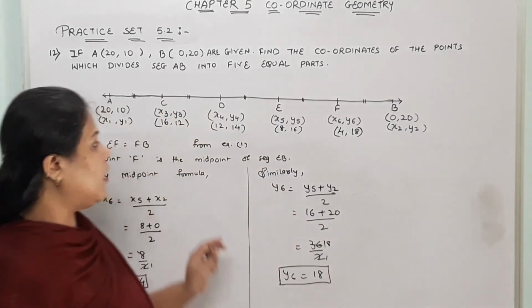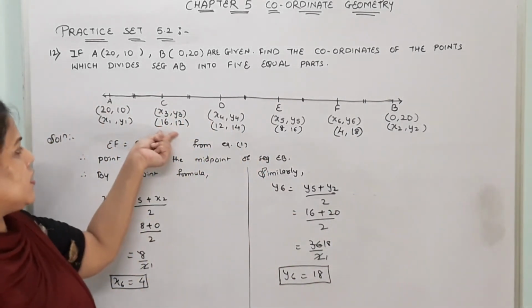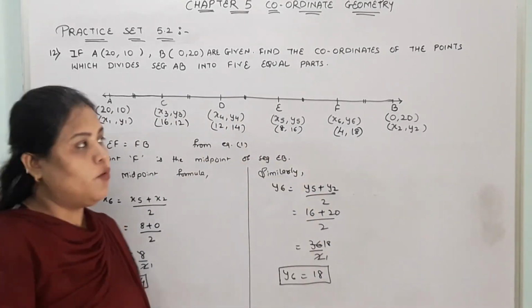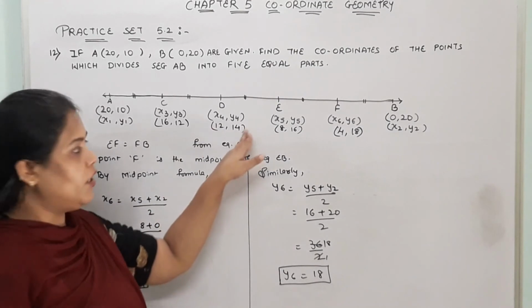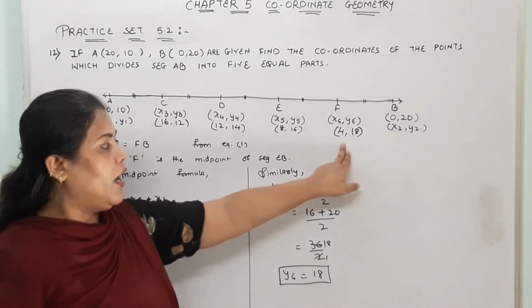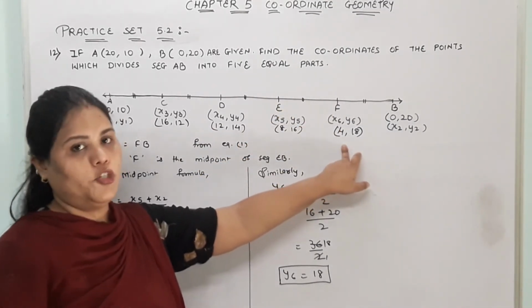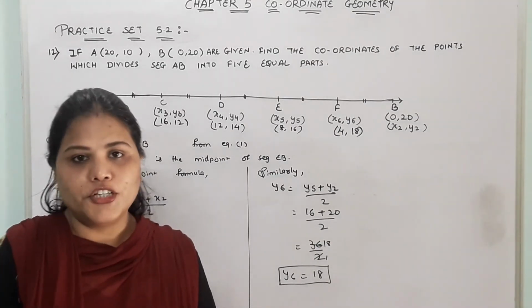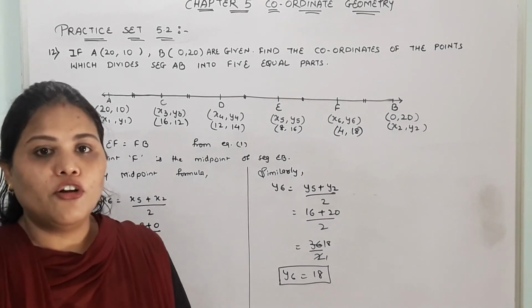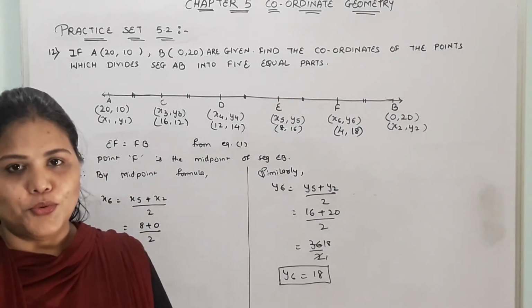Write down the final answer, that the points that divide AB in 5 equal parts are C (16, 12), D (12, 14), E (8, 16) and F (4, 18) respectively. This way we come to an end to this session with the completion of practice set 5.2. Thank you.